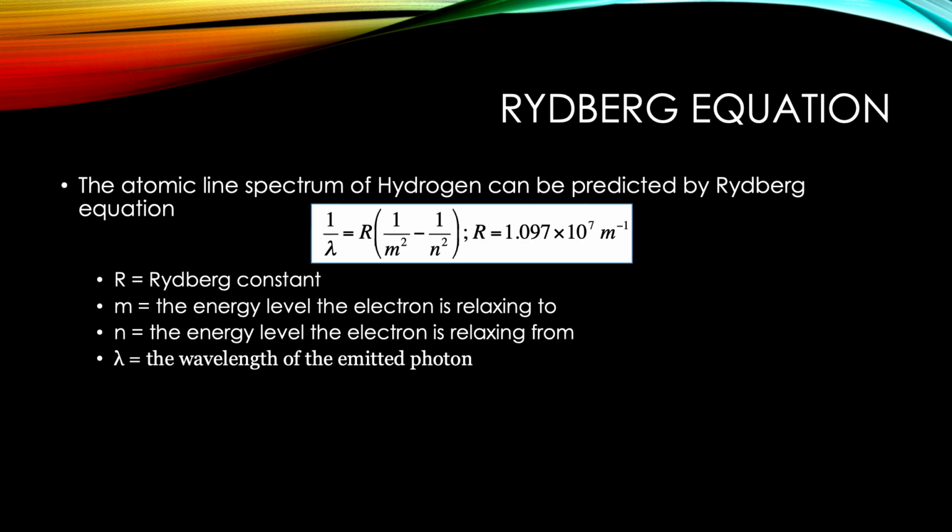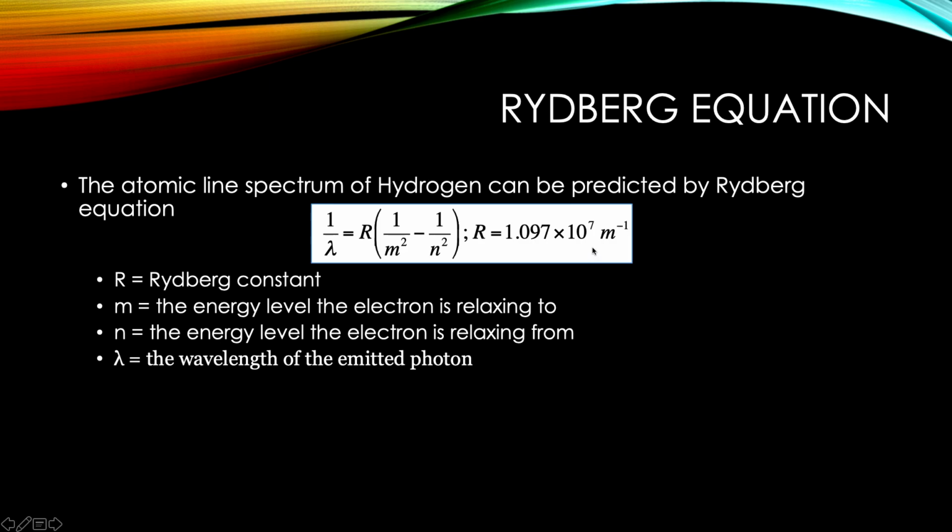So let's say we're at an outer energy level, say our N is 4. If we're relaxing down to, say, N equals 2, the M would be 2, and the N would be 4 in that case. It's where we start. And then lambda is the wavelength of the photon emitted during that process. And R here is a constant. It's what we call the Rydberg constant for this equation. We see here its value along with its units.